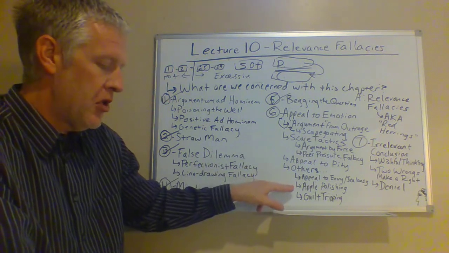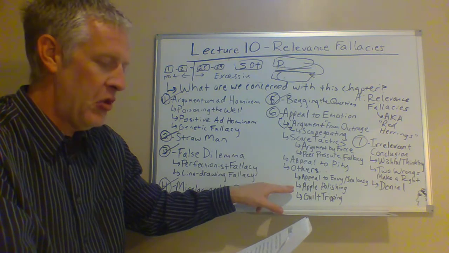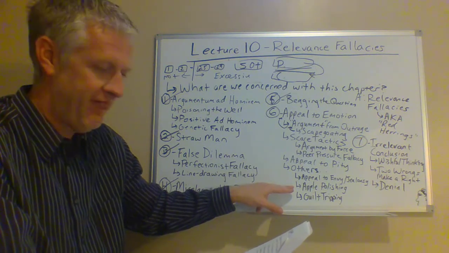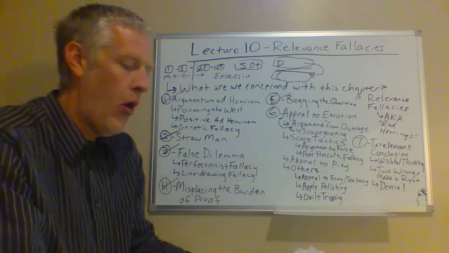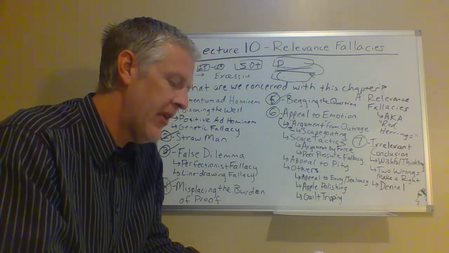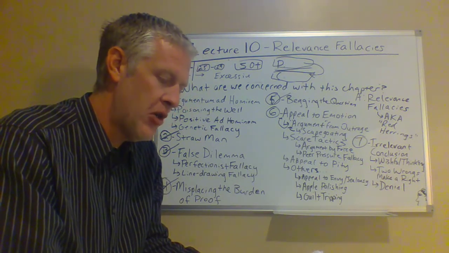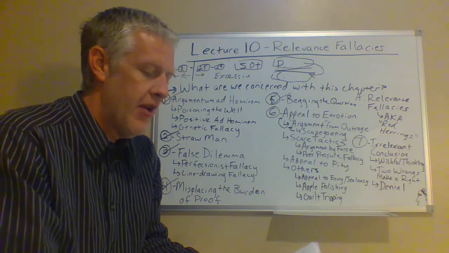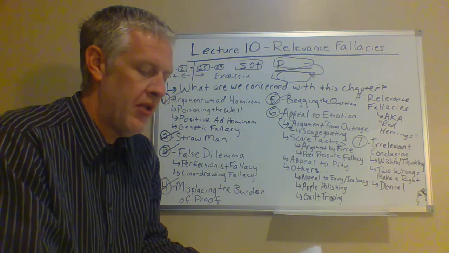Next one is apple polishing. This is a classic one I really enjoy when you come across it. So this amounts to, quote, allowing praise of oneself to substitute for judgment about the truth of a claim, or trying to get others to do this. So that was from 190 to 191 of the 10th edition.